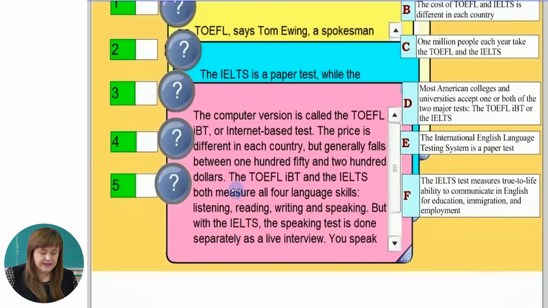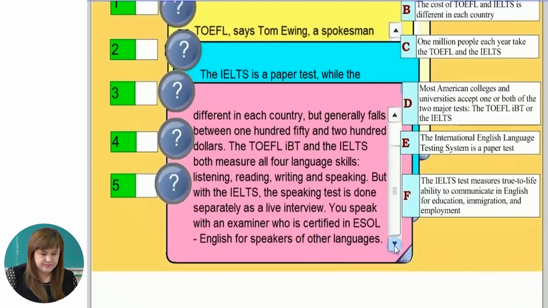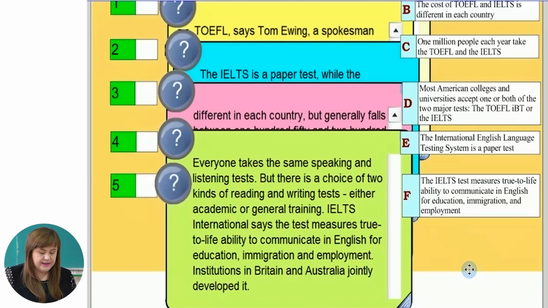The TOEFL iBT and the IELTS both measure all four language skills: listening, reading, writing, and speaking. But with the IELTS, the speaking test is done separately as a live interview. You speak with an examiner who is certified in IELTS, English for speakers of other languages. Everyone takes the same speaking and listening tests, but there is a choice of two kinds of reading and writing tests, either academic or general training.